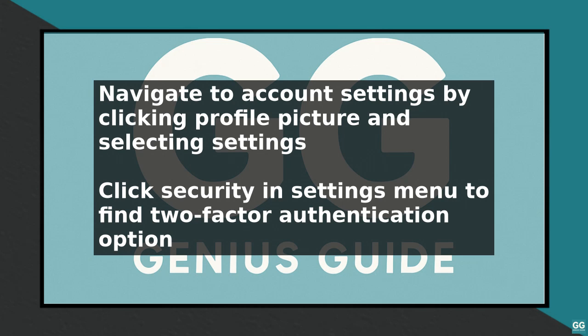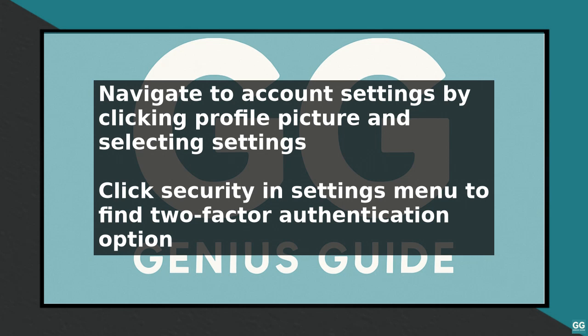Coinbase offers two types of two-factor authentication: SMS and Authenticator app. Authenticator app is the most secure option, as it does not rely on your phone's SMS service, which can be vulnerable to hacking. To set up Authenticator app, click on the Authenticator app option.